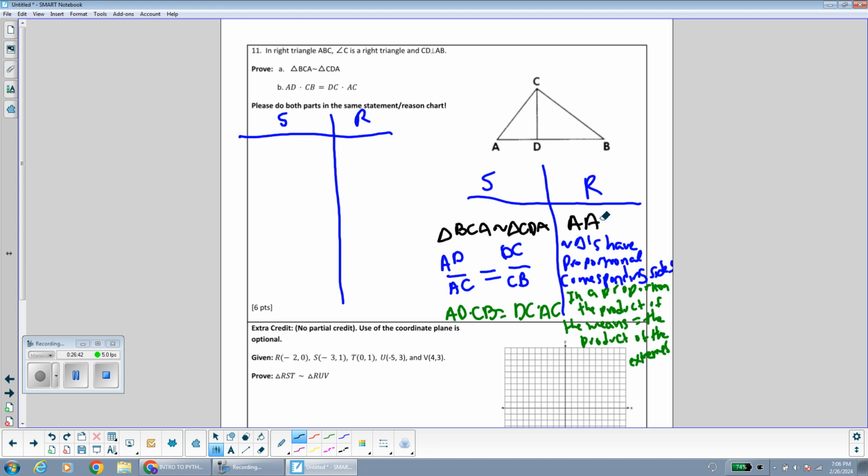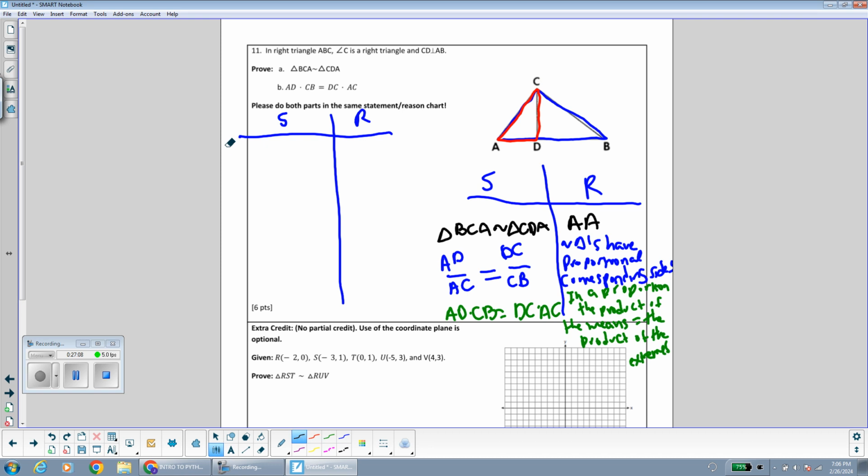Keep that in mind. Okay. Now let's actually talk about what we need in order to prove those two triangles similar. They already tell us that the two triangles we're proving similar are triangles BCA, which is the whole big one, and triangle CDA, which is this one over here to the left. Important.